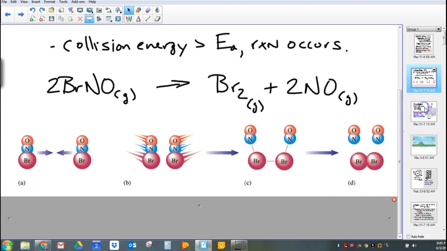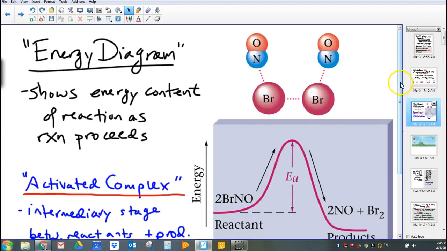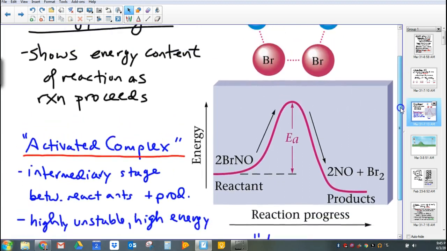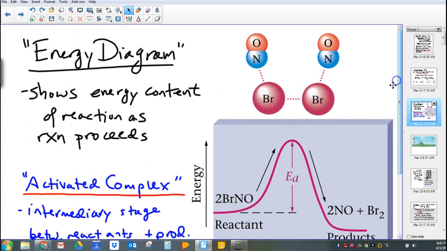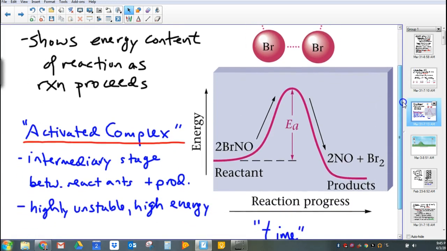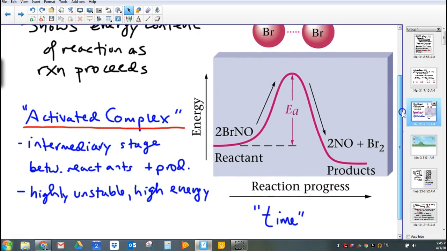Now, the activation energy for that collision and that reaction can be depicted in something called an energy diagram. And an energy diagram shows the energy content of a reaction as the reaction proceeds. I think we've done this a little bit, but let's take a look at what I mean by that. Down here is a reaction diagram for this reaction. Two bromonitrate gas molecules that collide and form two nitrogen monoxide and a bromine gas molecule.